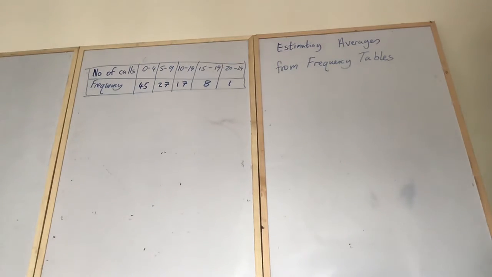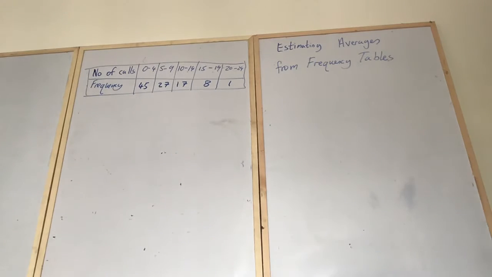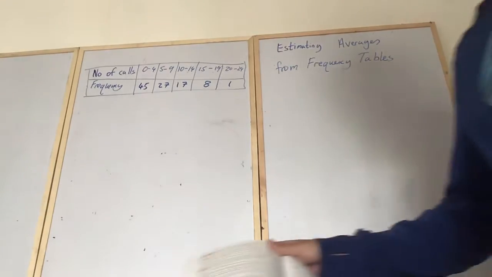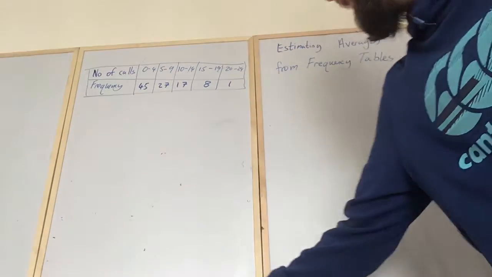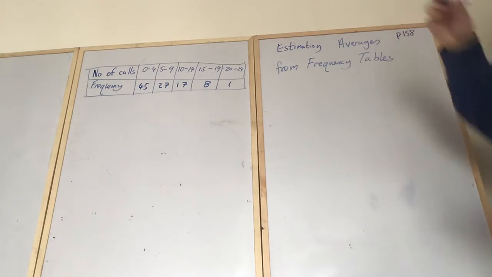So now we're going to look at estimating averages from frequency tables, which is part of your Statistics 2 chapter that we would have looked at this year. With regards to estimating averages from frequency tables, we will eventually be looking at a question from the book, and that question is on page 158. So if you want to open up page 158, I'll write it down. 158. It's not hard. Okay.